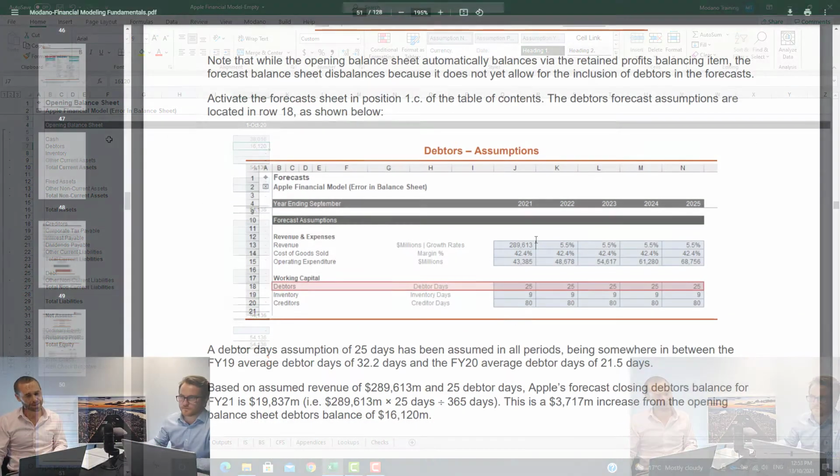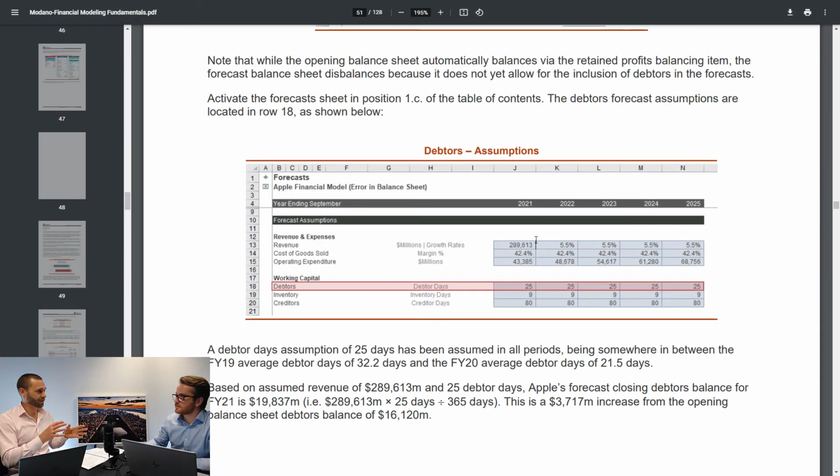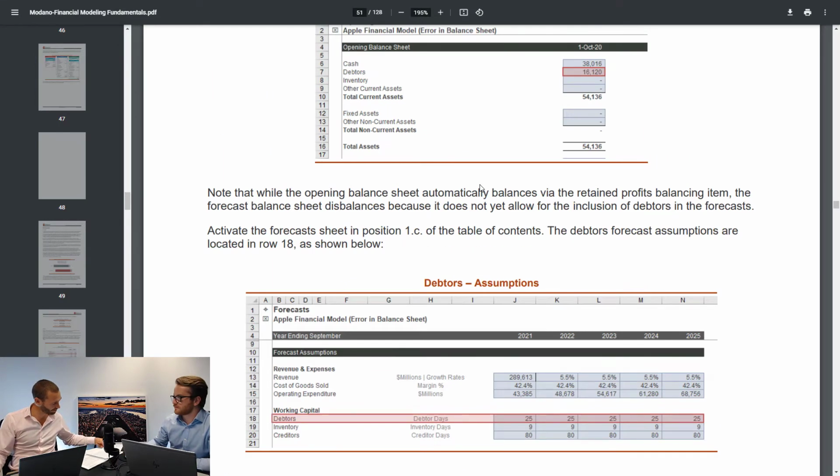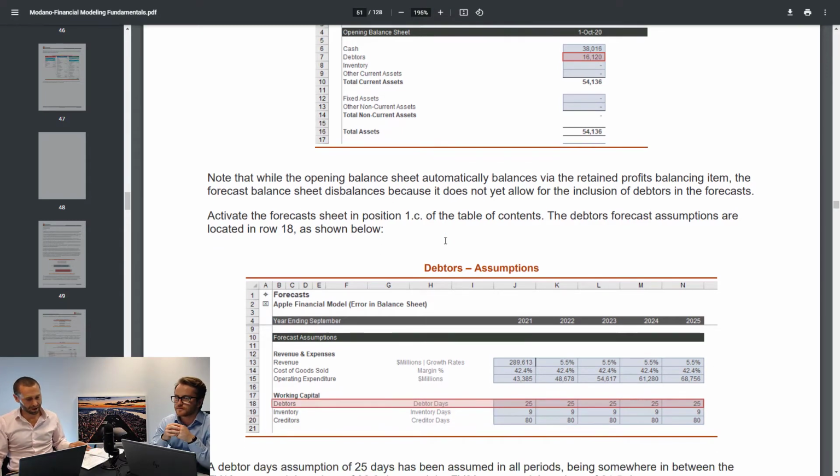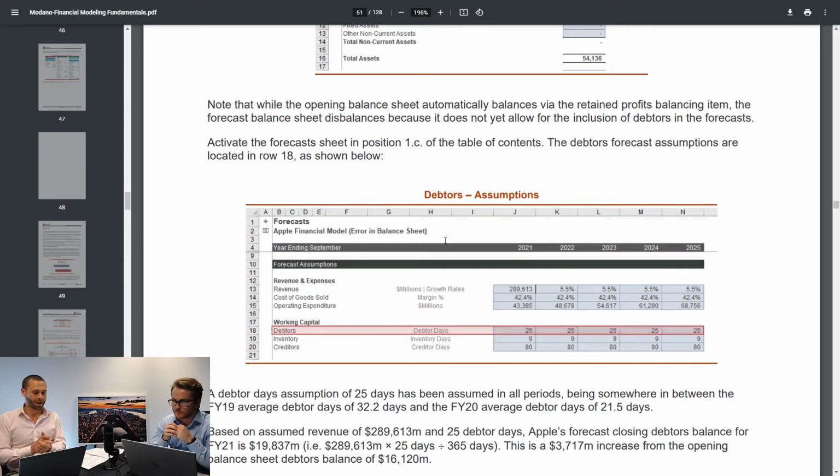To do that, we need to relate our debtors closing balance to our forecast revenues. So we're going to use the days approach for all three types of working capital: debtors, inventory, and creditors. For debtors days, we're forecasting 25 days, which is somewhere in between the 32 days and the 21 days they had in 19 and 20. We're just going to apply it to total revenues. In a more complex business, you'd have debtors by product, and it might be different for services and for products. Same concept, just more complexity.